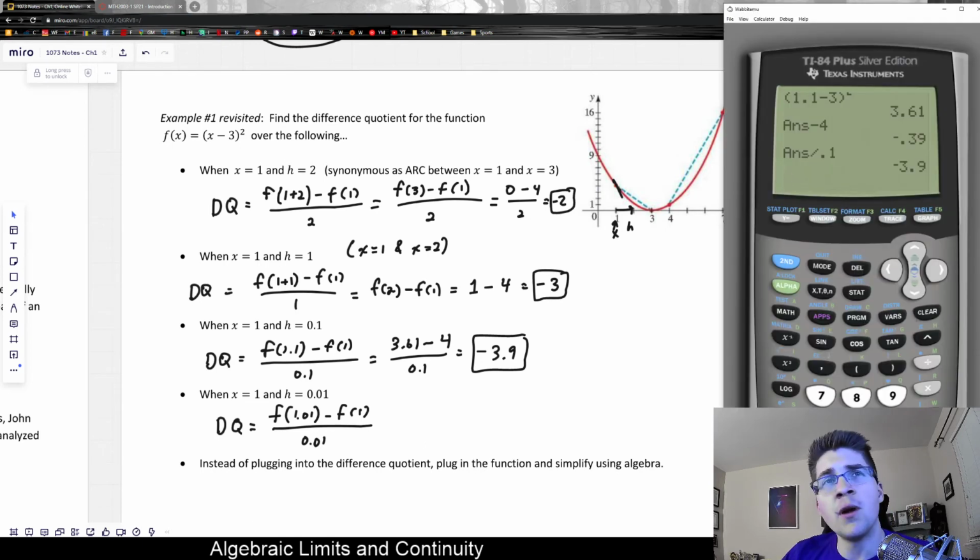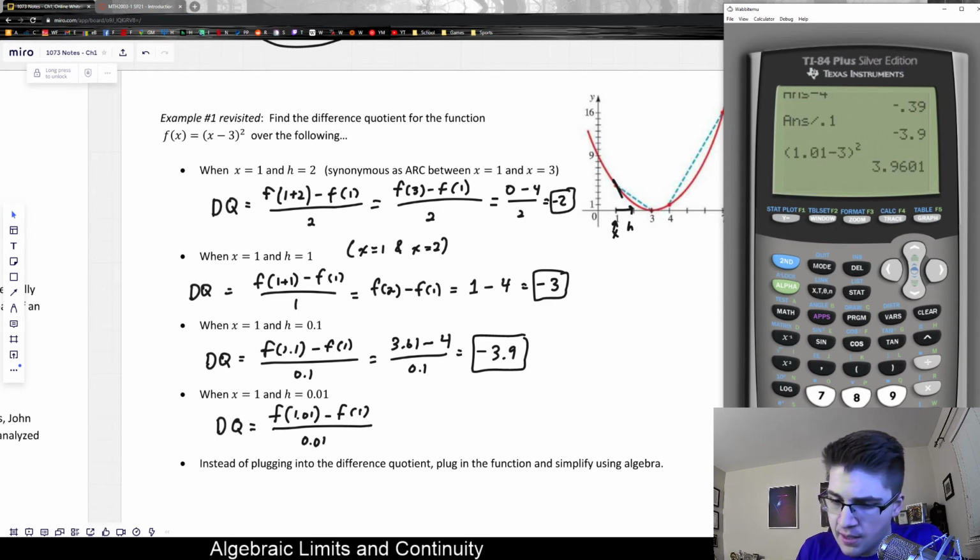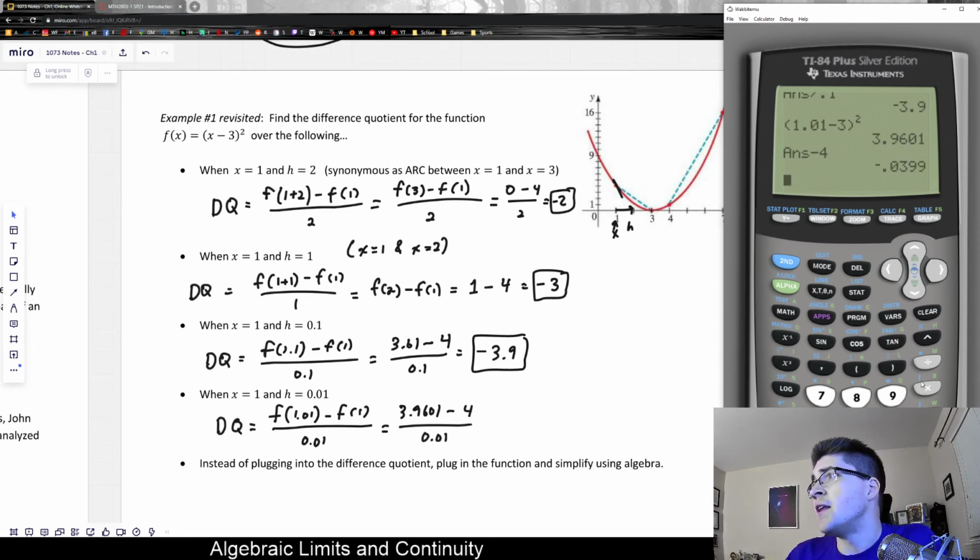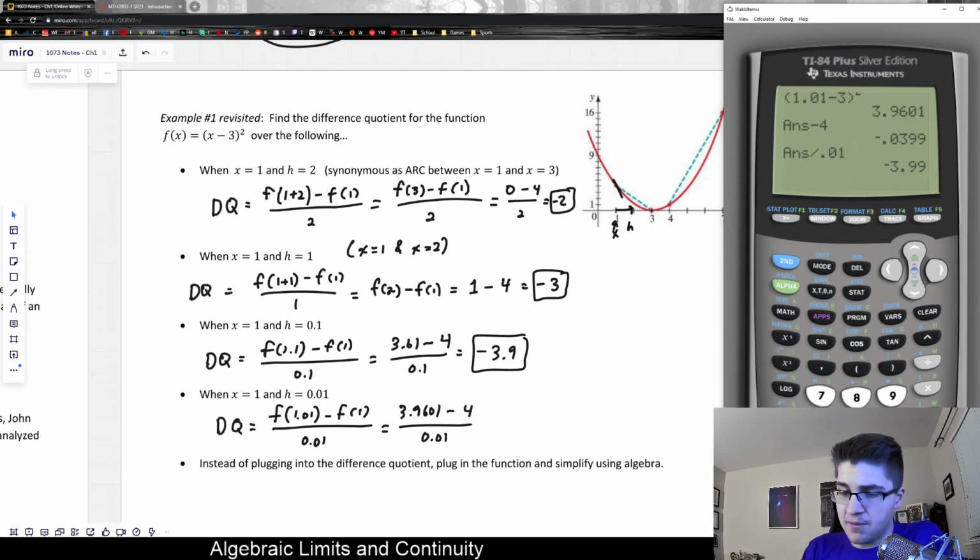So f of 1.01, starting with the function, 1.01 minus 3 quantity squared, because that's my formula. And here this would give me f of 1.01 is 3.9601. That's going to be minus f of 1, which we already know is 4, divided by 0.01. So if I take that, take away 4, and then divide by 0.01, what happens? And this gives me negative 3.99.